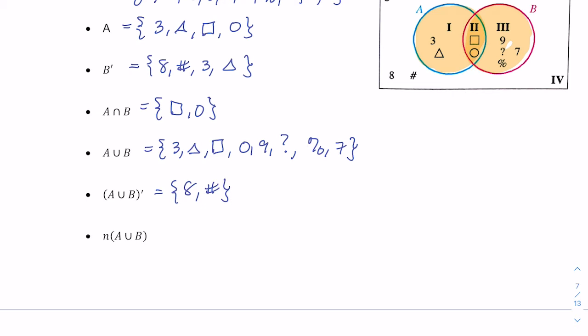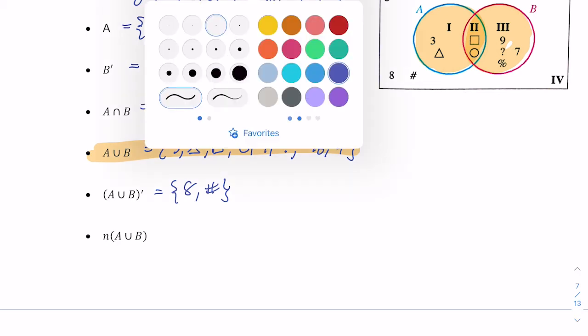And then if you'll recall, the last example is asking us for the cardinality, or the number of elements in A or B. So how many elements are in A or B? If you count them, so here's A or B right here. If I count how many elements there are, there's 1, 2, 3, 4, 5, 6, 7, 8.